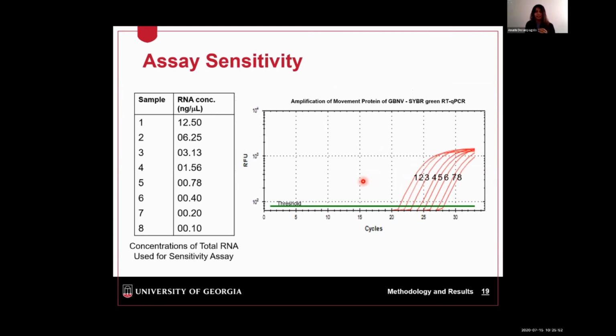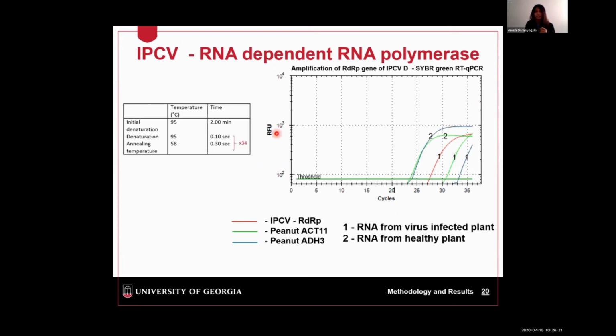Then we proceeded to check the sensitivity, which is another important aspect. Here we used diluted concentrations of total RNA, and the results shown here are for the movement protein of GBNV. We were able to detect the virus in a total RNA of 0.1 nanogram per microliter, which is very low. Then this is the optimized RT-qPCR protocol for amplification of the RdRp gene, and the results show the RdRp gene of IPCV amplification.